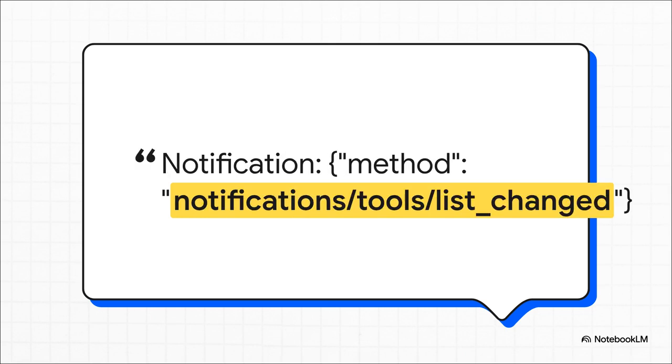Now, this is one of my favorite parts, and it really shows how dynamic MCP is. What if the server's tools change? Maybe a new API endpoint comes online. Well, the server can just send out this little notification. The client gets it and knows, hey, I should ask for the tool list again. It's always up to date automatically.